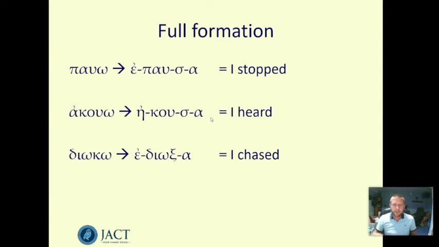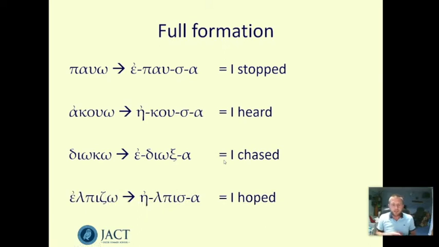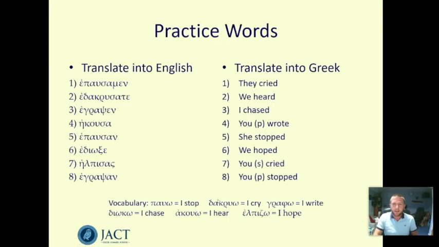DiokO, I chase. We've got an augment, which is the epsilon, the stem diok, but kappa plus sigma turns into xi, and then the ending alpha. And then finally, combining those last two ideas, elpizo, I hope, to become aorist, the epsilon turns into an eta as the augment. The stem stays the same, except zeta plus sigma leaves us with just sigma, and then we've got the alpha as the ending again.